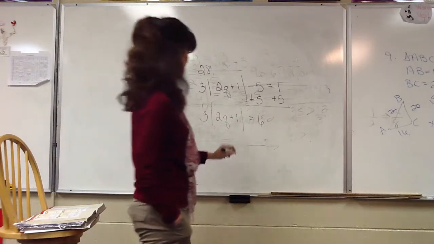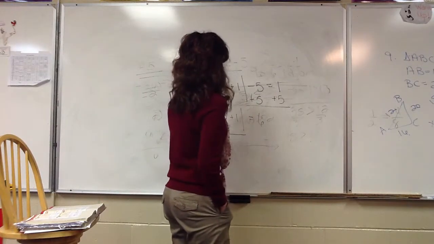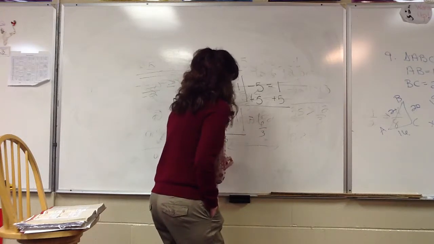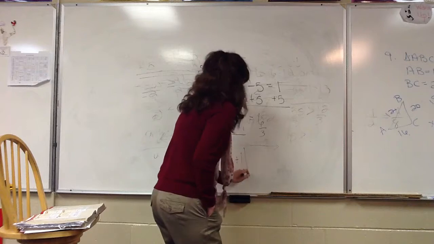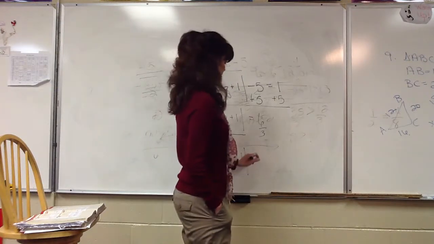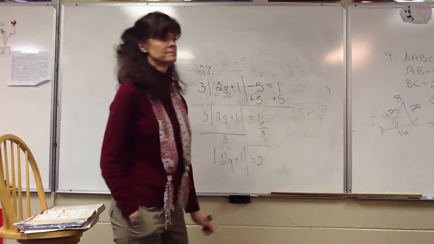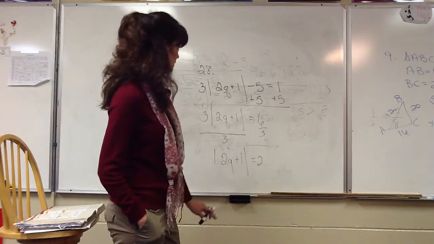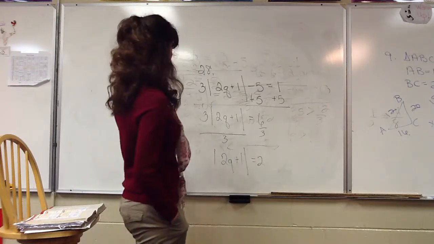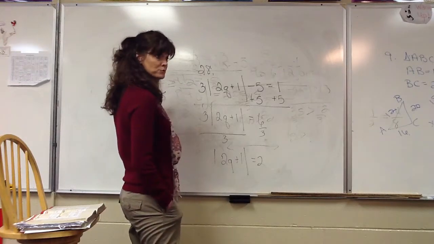Divide both sides by 3. Good. Now I have the absolute value of 2q plus 1 equals what? 2. Okay, now what? How do I finish solving this? Turn it into 2 equations, and what would those 2 equations be?